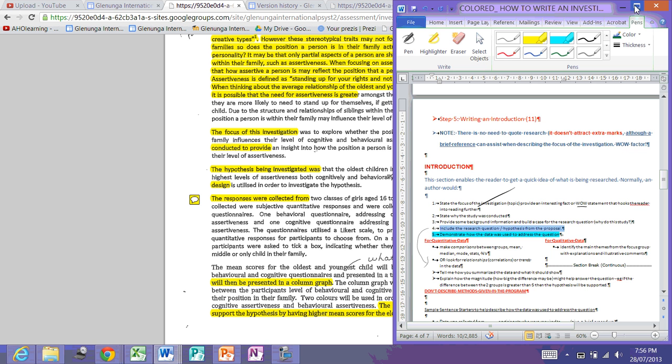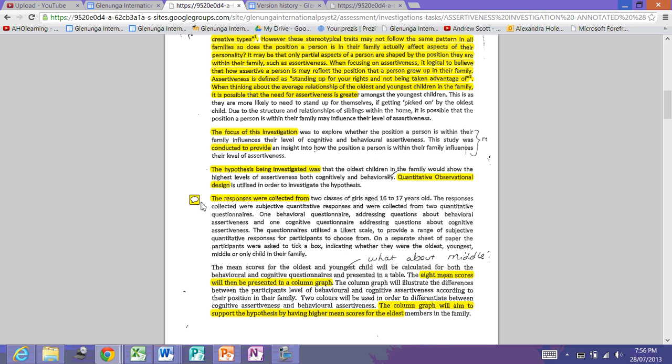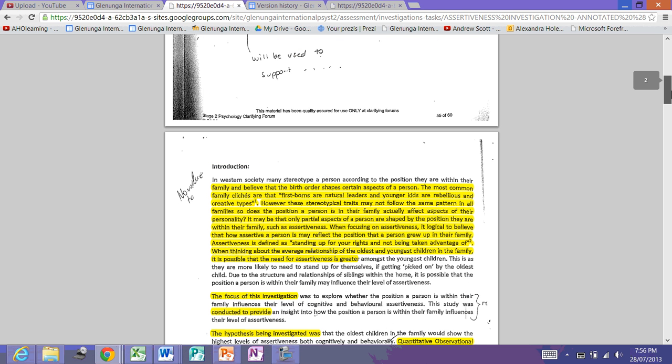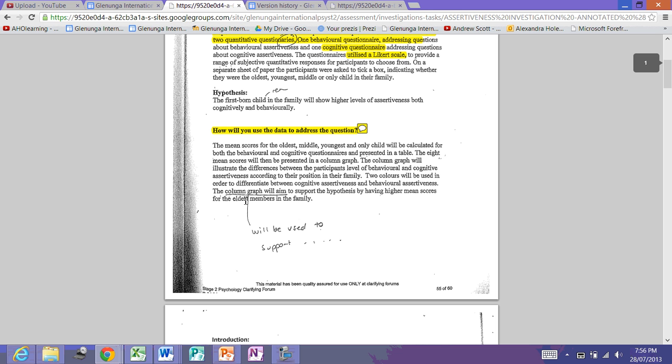If you watch this, and I really need you to understand this, this is an A thing. It would be an A thing. I'll explain why it's not. Because it here says, a column graph will illustrate the difference between the participants' level of behavior and cognitive assertiveness according to the position in the family, because they're discussing oldest, middle, youngest, and only child. Remember? In your investigation, you did oldest, middle, and youngest. They had oldest, middle, youngest, and only child. It is a B plus.